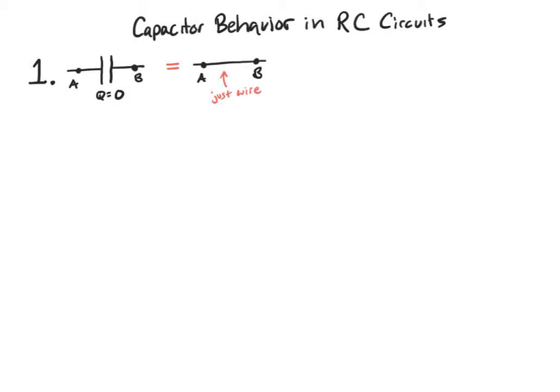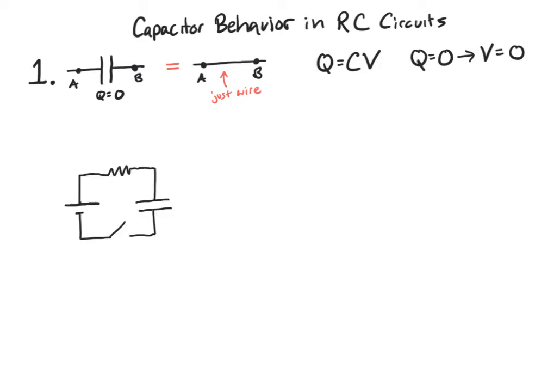Mathematically, what we're saying is just that Q is equal to C times V, and so if there's no charge on the capacitor, then there's no voltage across the capacitor. For example, consider this circuit with a battery connected in series to a resistor, an uncharged capacitor, and a switch. Right now, nothing will happen. The circuit is incomplete, right? It's an open circuit because the switch is open.